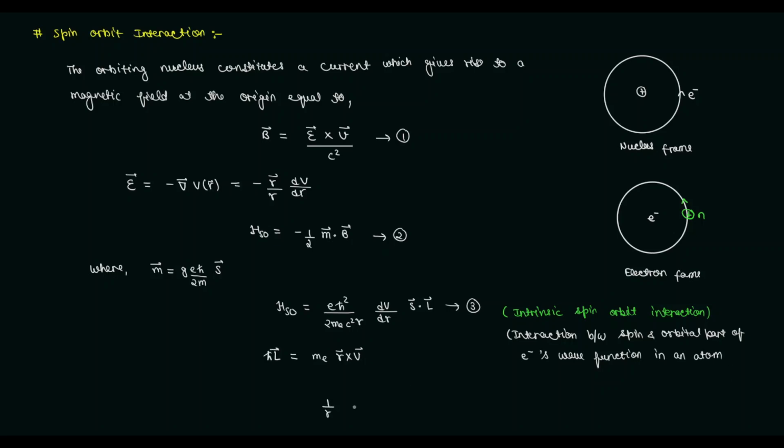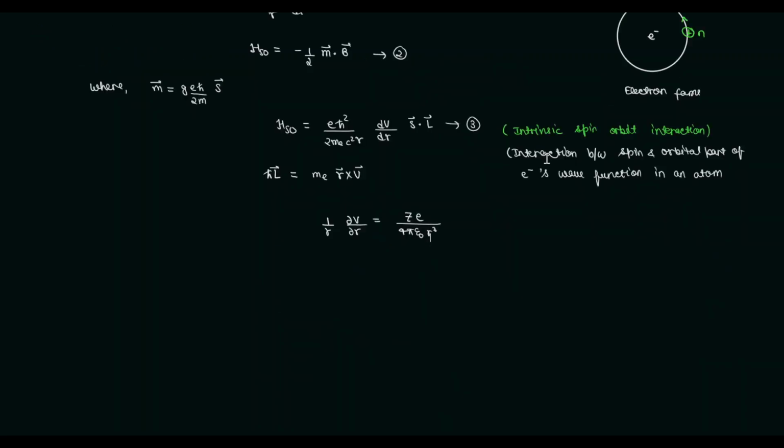Now the value of 1 divided by r del v by del r for the case of Coulomb potential is given by Ze divided by 4 pi epsilon naught times r cube, where I have used the concept of hydrogen-like atom for Z denoting the atomic number of that atom. Also from quantum mechanics we know that the expectation value of 1 divided by r cube in case of hydrogen-like atoms is equal to Z cube divided by a naught cube n cube into L plus half into L plus 1, where a naught is the Bohr radius.